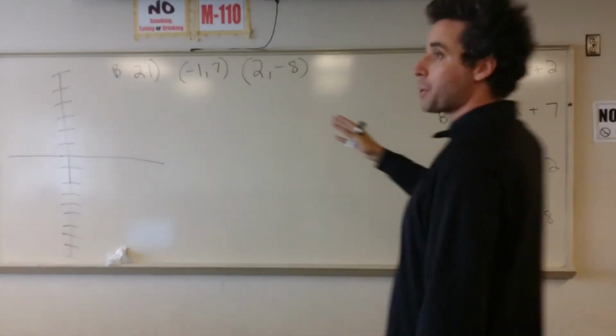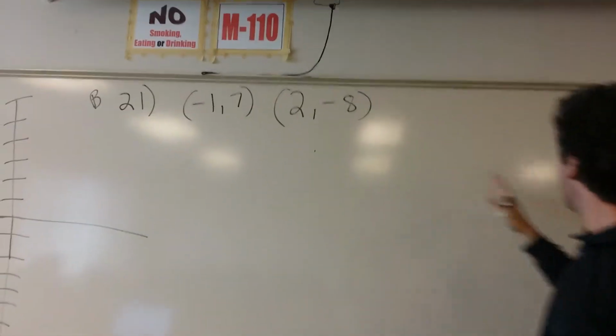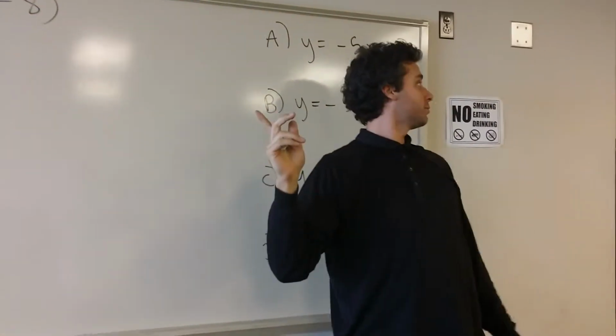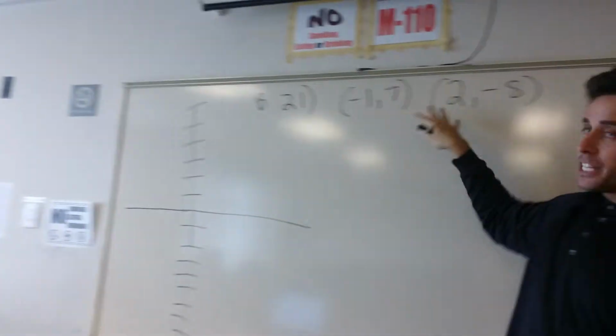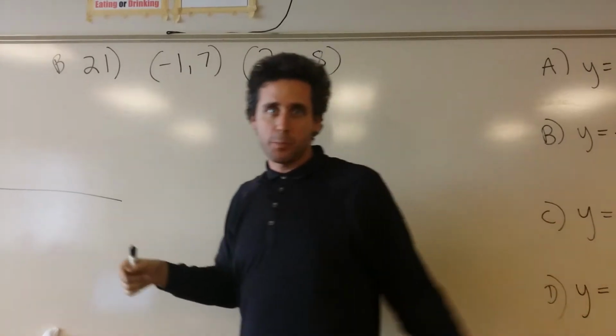All right, thanks. We're doing problem 21b. We have these coordinates, and then here are our choices, okay? And what we're going to want to do is plot these points on a graph is one way of solving it, and then we can interpret that graph to match it up with one of the choices.